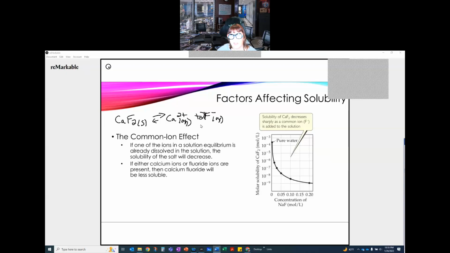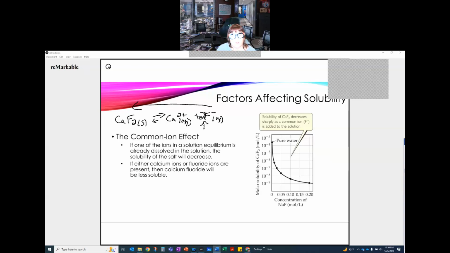But what happens if we actually already have one of these things here? Well, that changes things. From Le Chatelier's principle, we know that if we already have this here, and so that concentration is higher than we would expect it to be, that means that this reaction has to shift back towards the solid, which means that less of it is going to dissolve, so more of it is in solution as a solid and not as Ca2+ and 2F-. And that's because of the presence of the F- already in solution.